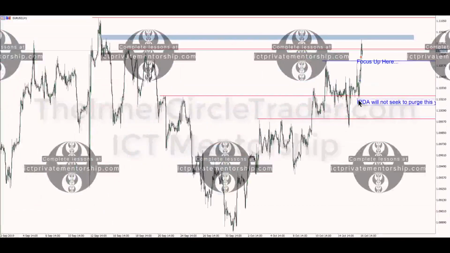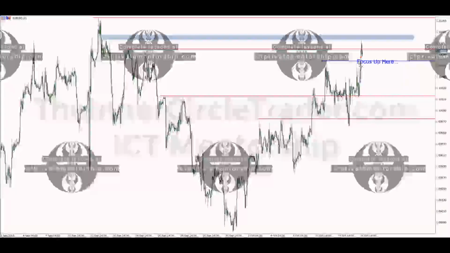So why was I saying IPTA would not likely seek to purge those equal lows? Because we're part of this market maker buy model, and they're going to be running the liquidity here that we outlined weeks ago. Okay, so let me take this off.